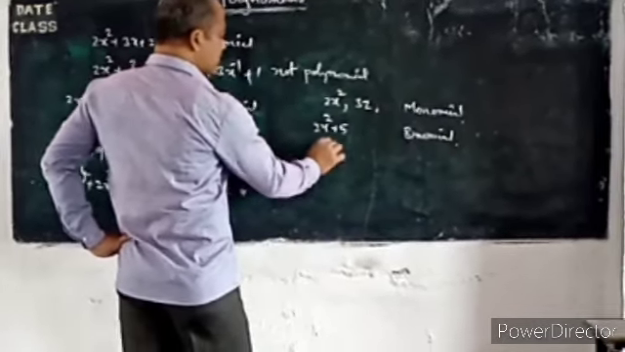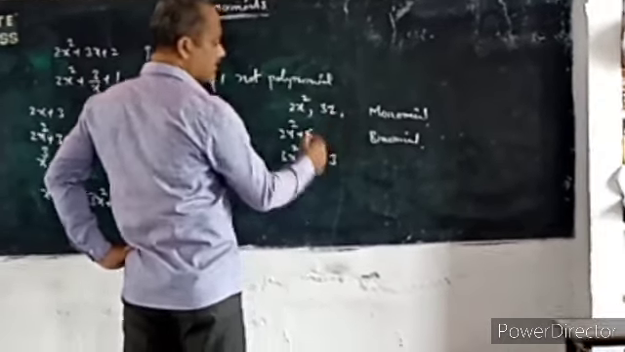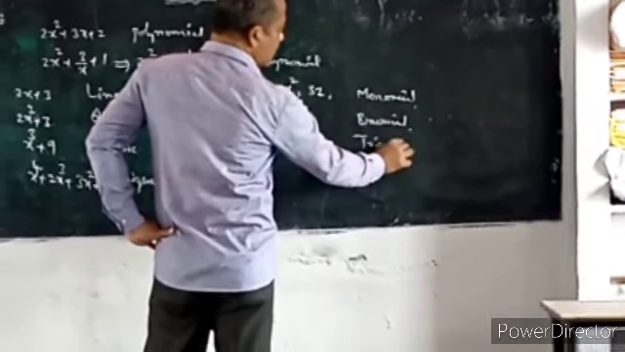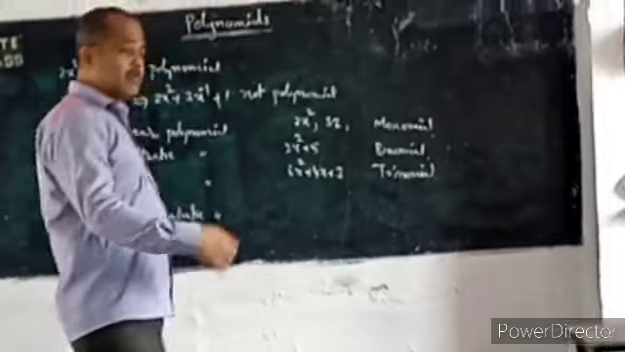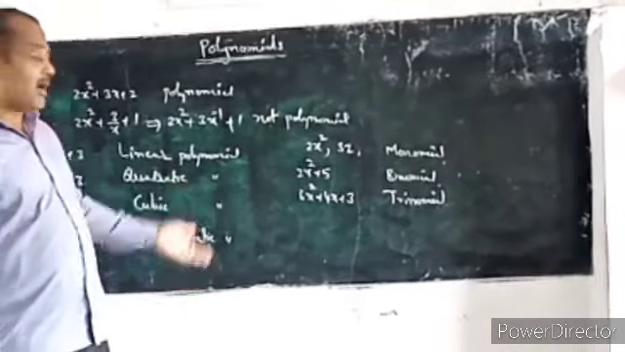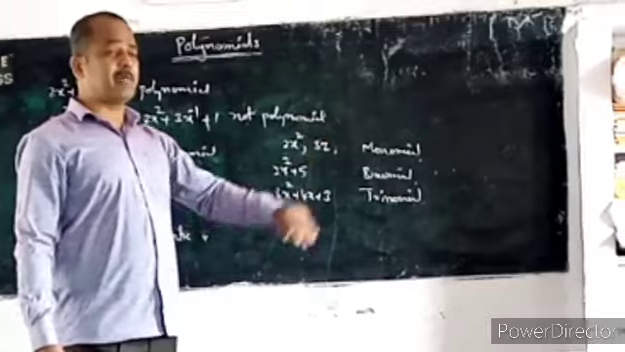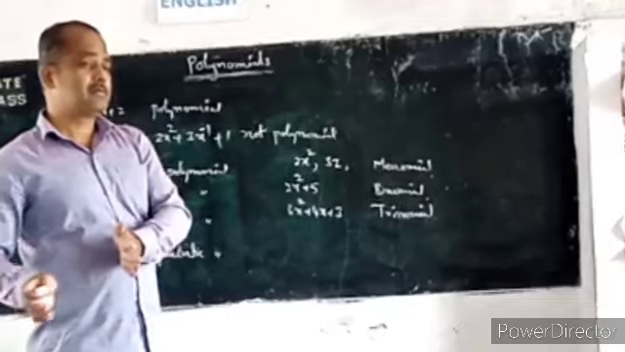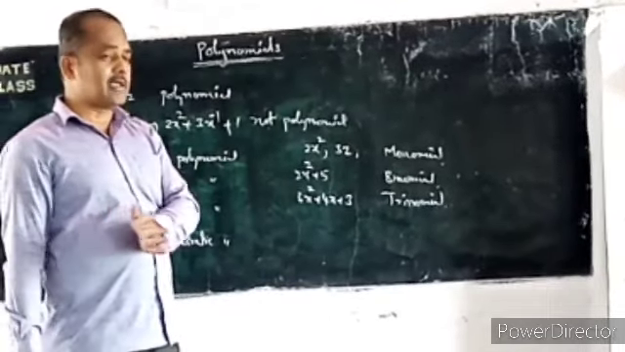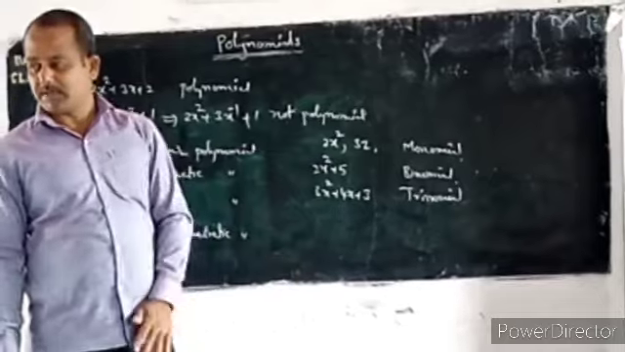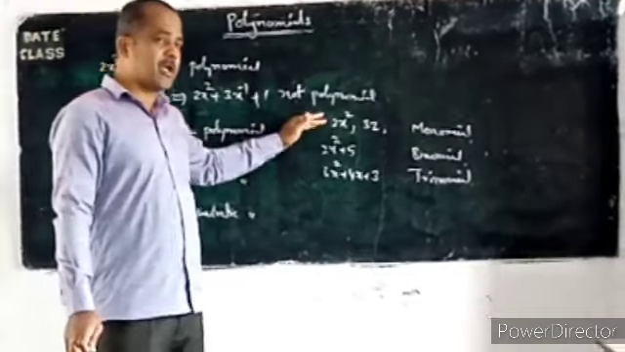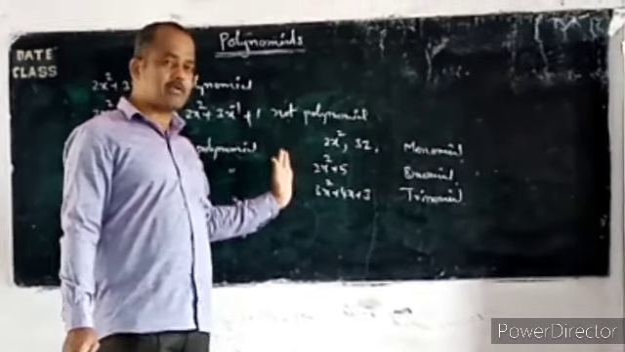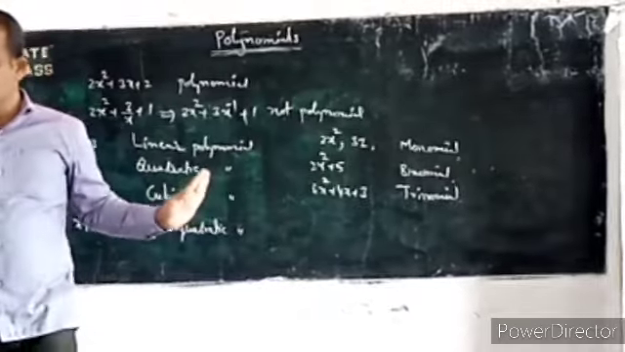Next, 3x square plus 4x plus 3, trinomial. Next will be quadrinomial, like that we can call, but afterwards generally we call it multinomial. Multinomial means no need to mention the particular number. Multinomial is generally called polynomial. Monomial is also a polynomial, binomial also a polynomial, trinomial also a polynomial. Is it clear now?